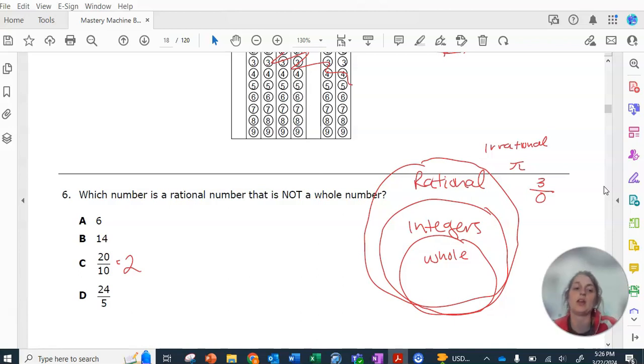Whereas in D, 24 divided by 5, you can put 4 groups of 5 in 24, but you're going to have 4 left over. So that will have a mixed number. It'll be a whole number plus the fraction or the decimal, however you choose to write your remainder. And those are not allowed to be called whole numbers. So D is the rational number that is not a whole number. It's also not an integer. It's only called a rational number.